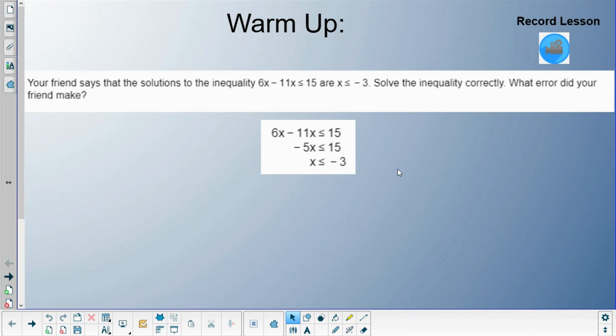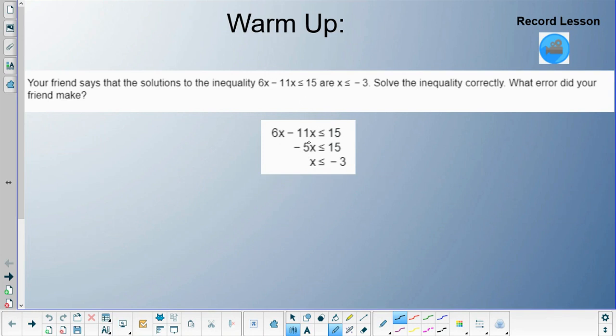All right, so welcome back. Hopefully you were taking a look at this and you see they have it set up here. They combined like terms. So they did 6x minus 11x and they got negative 5x, and that's correct. And then when they got from this step to this step, what did they do? Well, it looks like they divided by negative 5 and they got negative 3. And they divided this side by negative 5 and they got x. That's right too. So what's the problem?